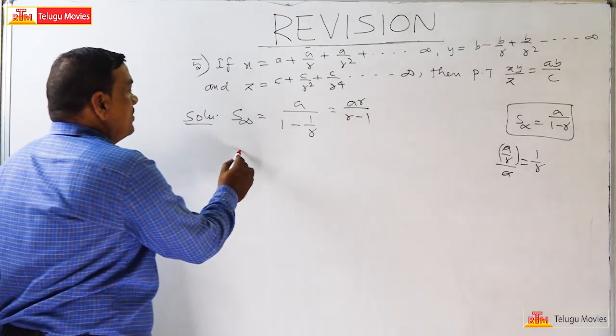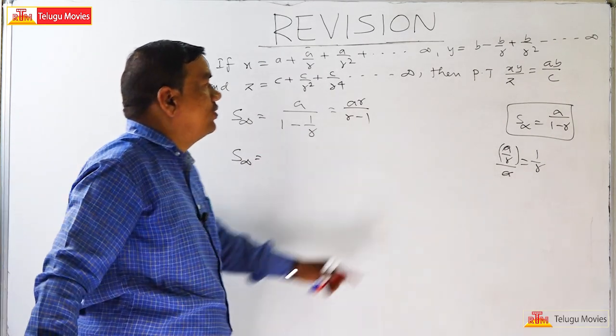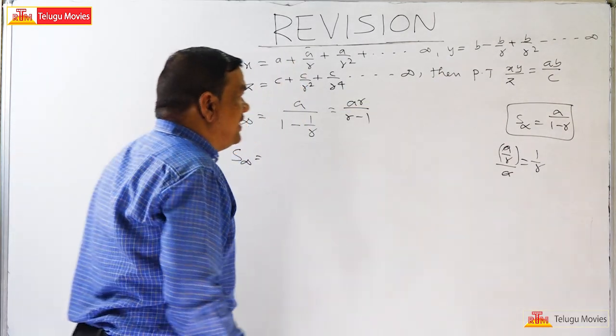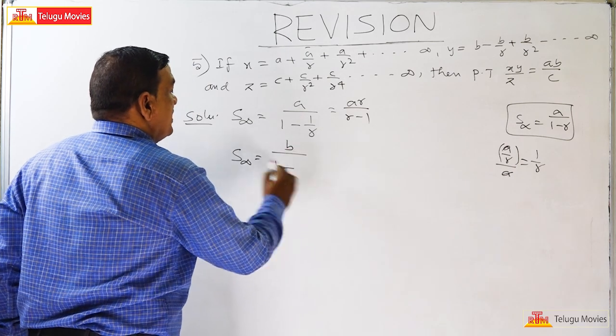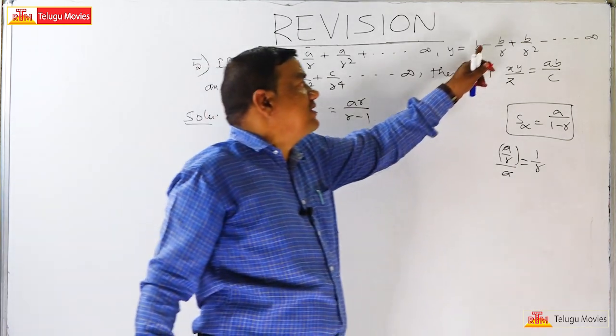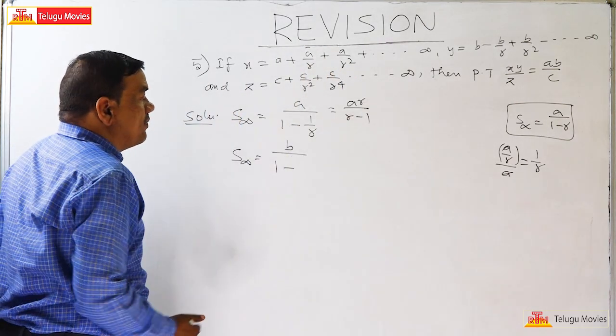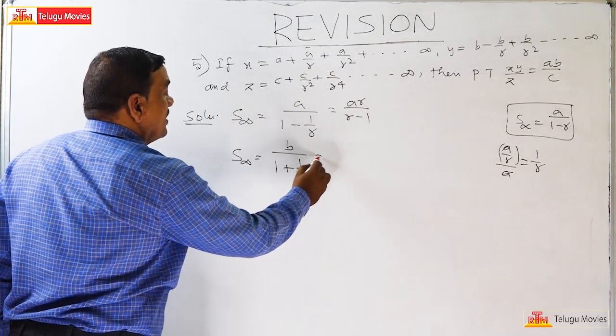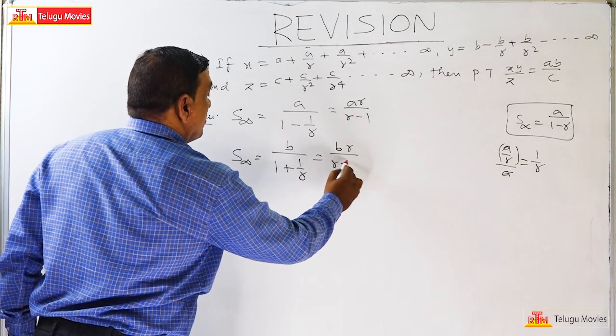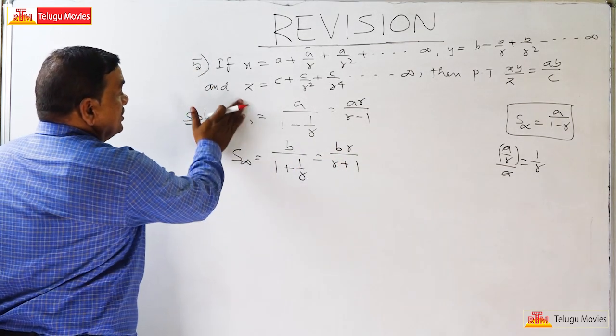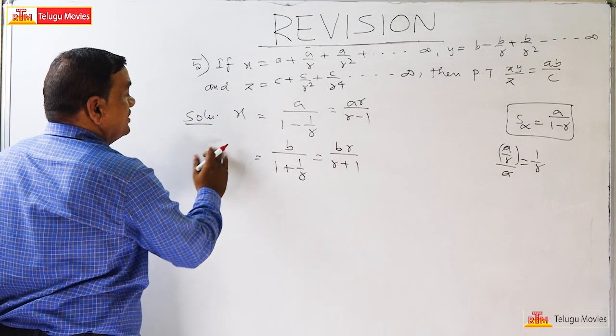Now for the second one, S infinity is equal to, here the first term is b, so b by 1 minus r. Common ratio is equal to how much? Minus 1 by r. Already in the formula minus is there, so plus 1 by r. So this is b r by r plus 1. So this is the x value and this is the y value.